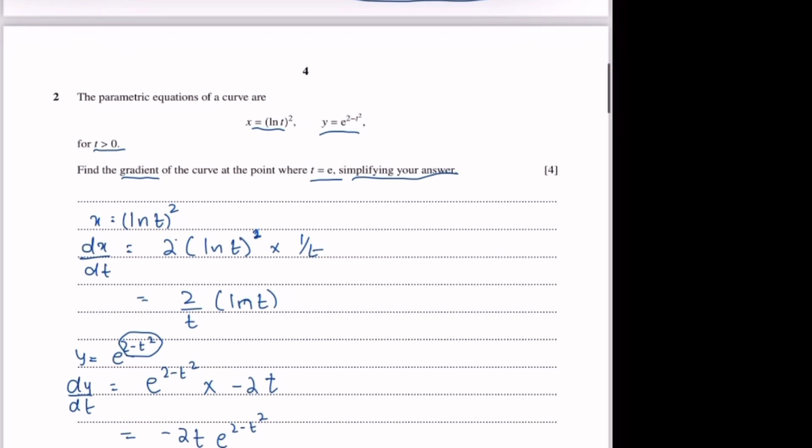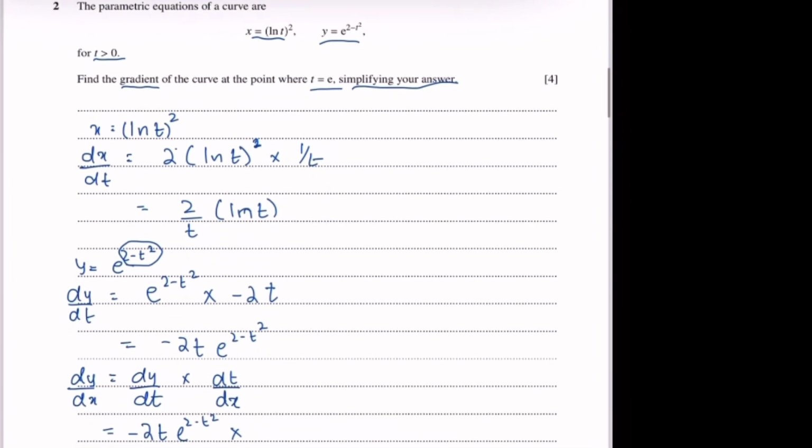Now when we have to find dy by dx, that basically means dy upon dt multiplied by dt upon dx. So dy upon dt is minus 2t e raised to power 2 minus t squared, and dt upon dx is basically the reciprocal of this. So it's basically 2 upon t upon 2 ln t. So this is basically minus 2t square e raised to power 2 minus t square divided by 2 ln t.